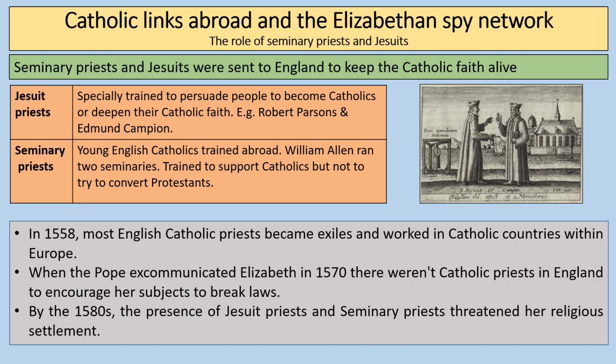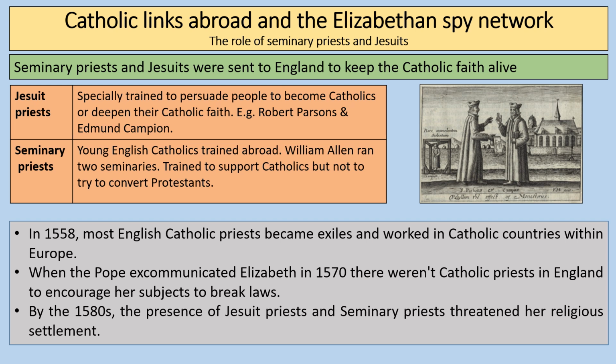So, seminary priests and Jesuit priests were sent to England to keep the Catholic faith alive from 1580. Jesuit priests were specially trained to persuade people to become Catholics or deepen their Catholic faith. Examples of that are Robert Parsons or Robert Persons and Edmund Campion. Seminary priests were young English Catholics who were trained abroad. William Allen is an example of someone who ran 2 seminaries, and they were trained to support Catholics but not to try to convert existing Protestants.